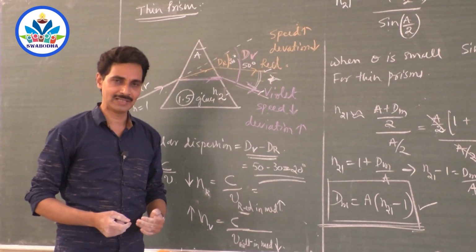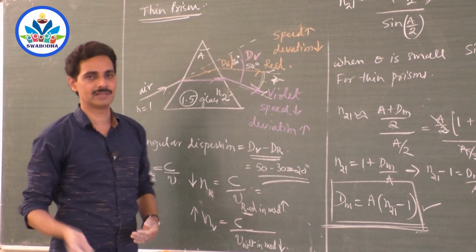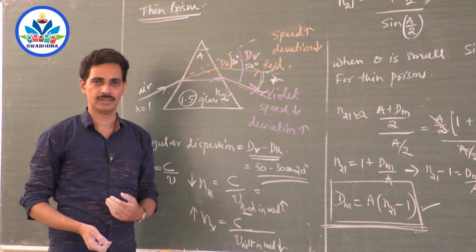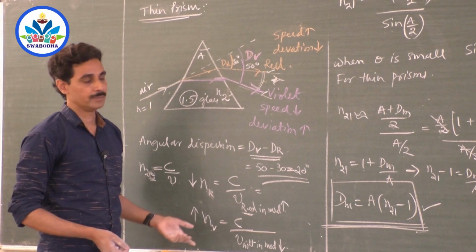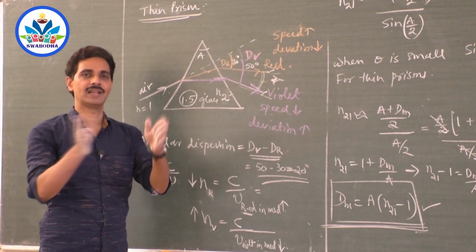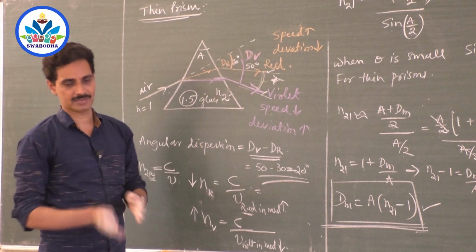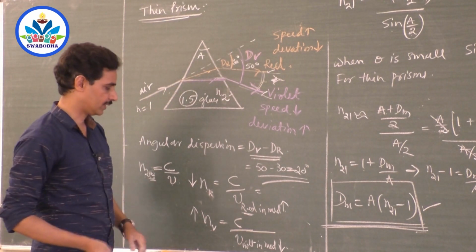When a ray of light, white light, travels in air, all colors travel at the same speed. But as soon as they enter the prism, different colors will have different velocity. That's why different colors will have different refractive indices. Because of different velocity, different colors will bend to different angles, and we get the dispersion because colors are seen at different positions. That is the reason for dispersion.